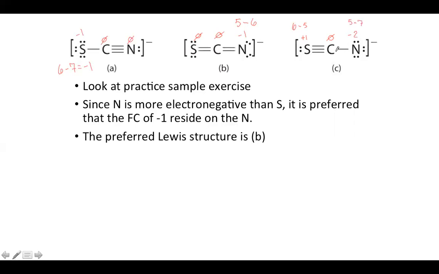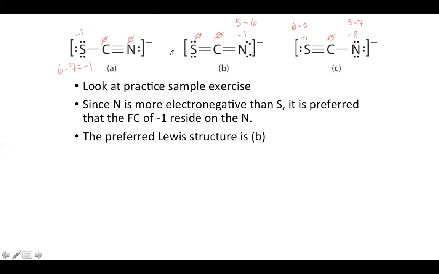All right, so trying to determine who is the best structure, B is going to be our preferable one. So we're going to toss out C because we have two atoms here that both have formal charges, and generally we want our formal charges to be 0 or as low as they could be.